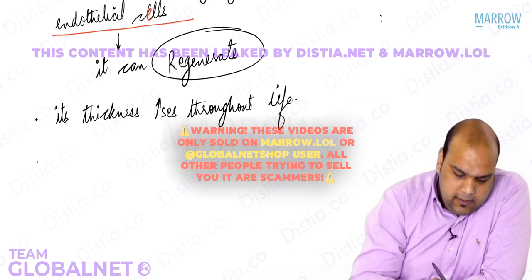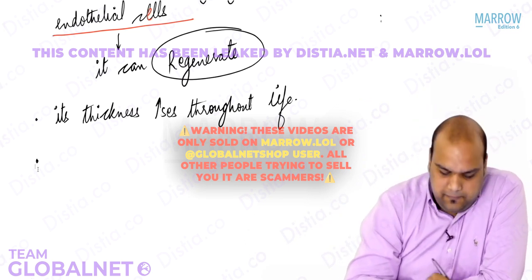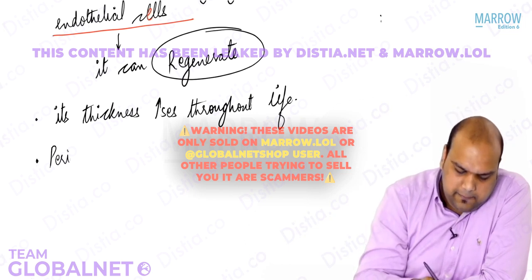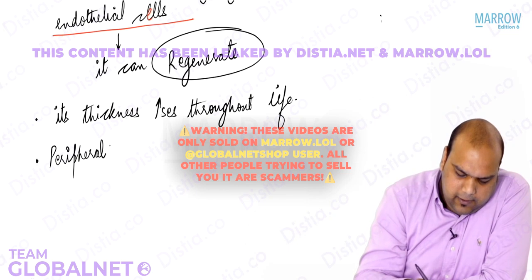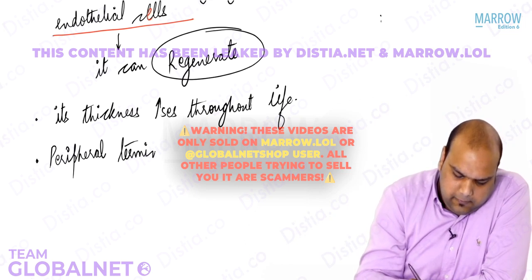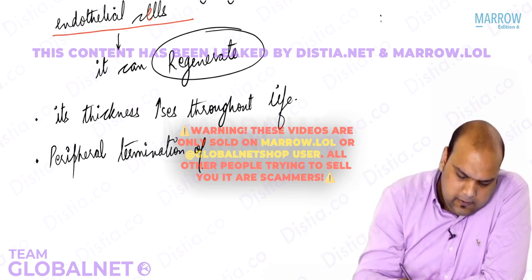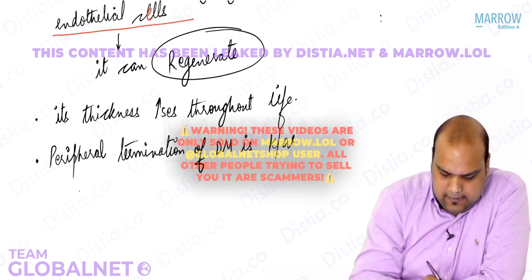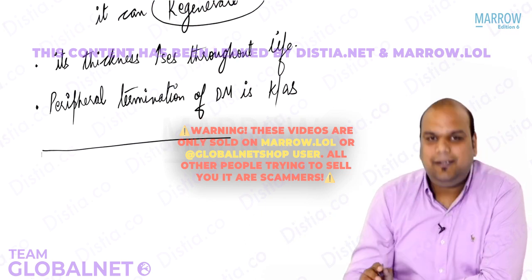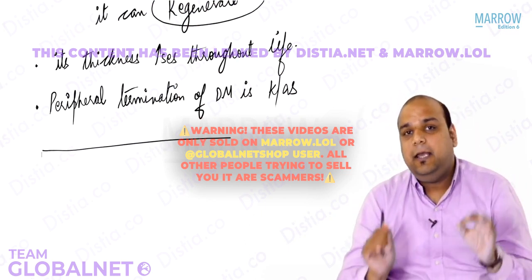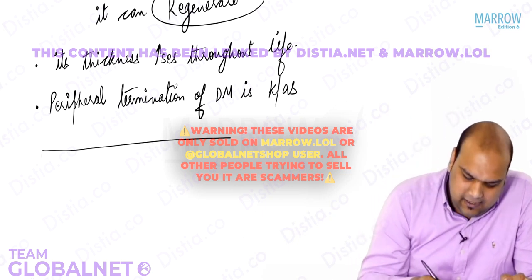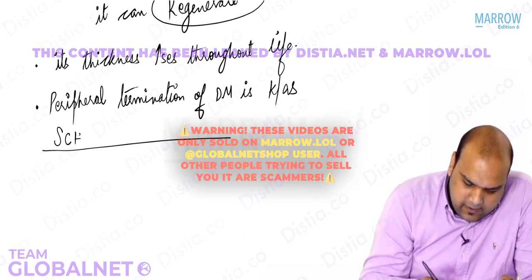Okay? Another important point about Descemet's membrane, guys. This is a question. I'm asking you a question. You can say, a lot of us know this already. Peripheral termination of Descemet's membrane is known as... Anybody? It is known as, yes guys, Schwalbe's line.